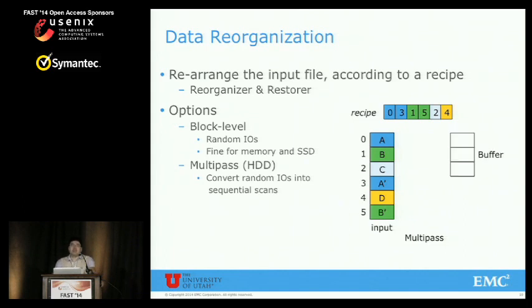So assume we have a memory buffer of three data blocks. We scan the input file multiple times, and for the first scan, we get the first three blocks. And it continues. For the next scan, it will get us the next three blocks, and this process continues until we get all the data blocks. So what this approach effectively does is convert random IOs into several sequential scans. And our evaluation shows that it does improve throughput.